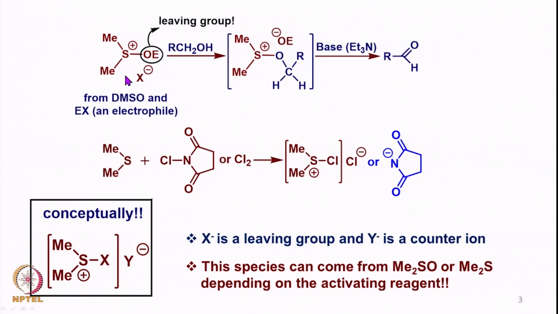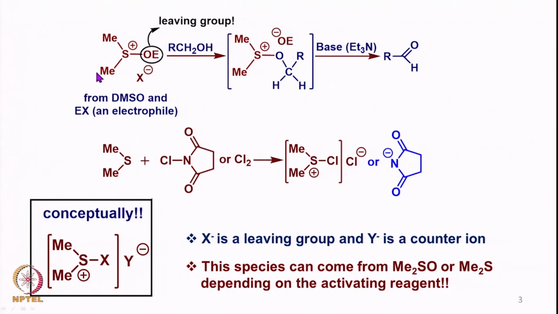Now once again we look at what this conceptual similarity is between the oxidation of DMSO type and Corey-Kim type of oxidation. In Corey-Kim type of oxidation, of course, we see that there is a dimethyl sulfide that gets activated by N-chlorosuccinimide or chlorine, where sulfur makes a sulfur-chlorine bond and we get this species with the chloride ion or this succinimide ion as counter ion. And then the oxidation occurs.